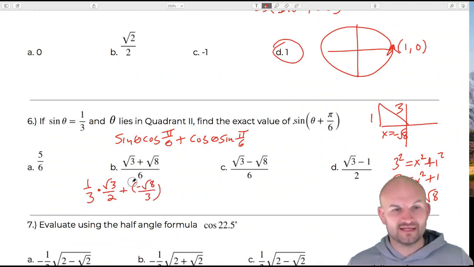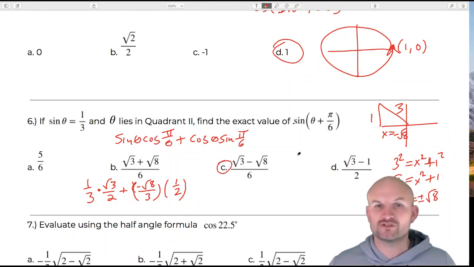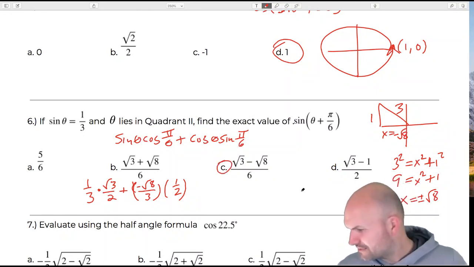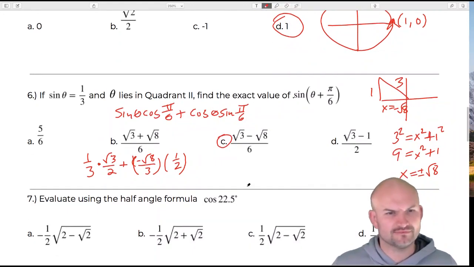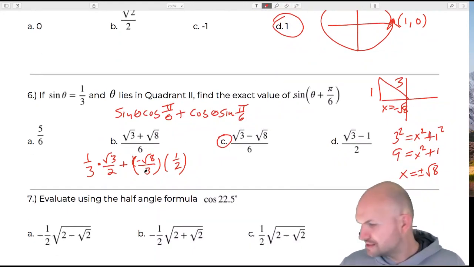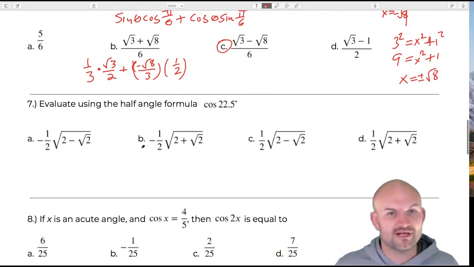Then remember that the sine of pi over 6 is 1/2. When you multiply those out, the common denominator is 6, and we'll have a square root of 3 minus the square root of 8. So you can see the answer is going to be C. I think I had that right. Oh, no, I messed that one up. That's a sine. Yeah, plus. I did that one wrong. I have to check my answers now.